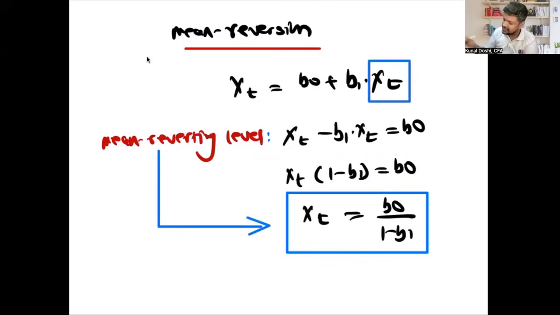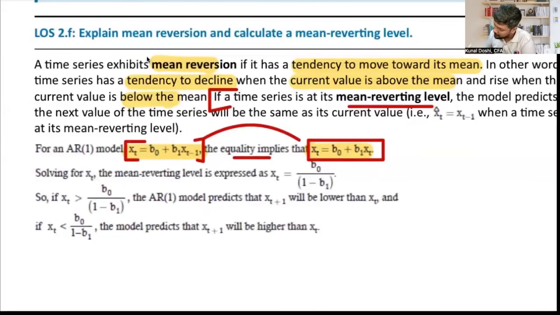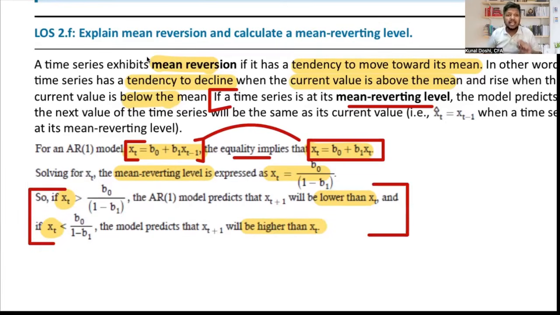Okay, the unique thing is this. Here, if you check what your mean reverting level is, the mean reverting level of x is b0 over 1 minus b1. Yes, this is my mean reverting level. What do I mean by that? That the value should be here. If the actual value is higher than the mean reverting level, then the next value will be lower. But if the value is below, then the next value will be higher. Understood? So you have to come back to the mean reverting level. If your actual value is above, then it will decline, correct? If the actual value is below, then it will rise. This is called mean reverting level.